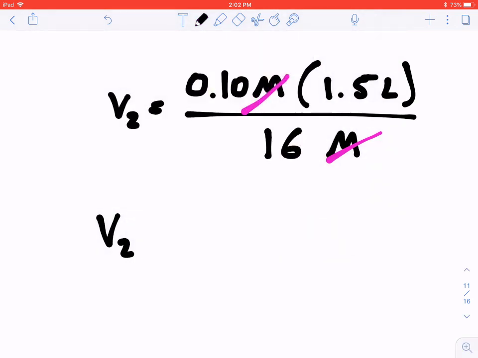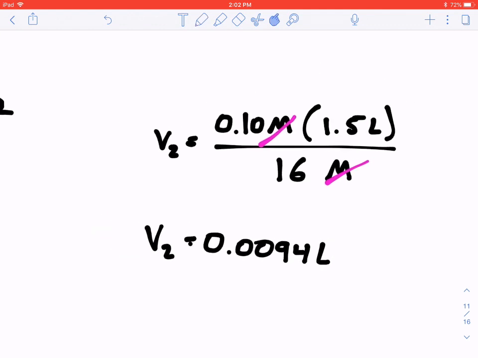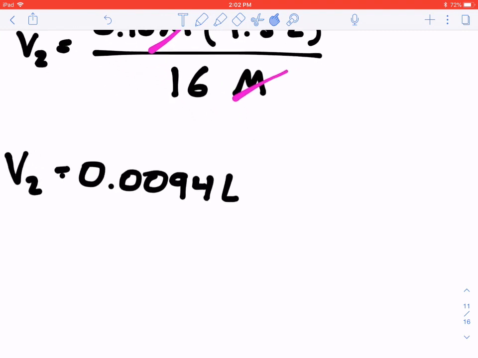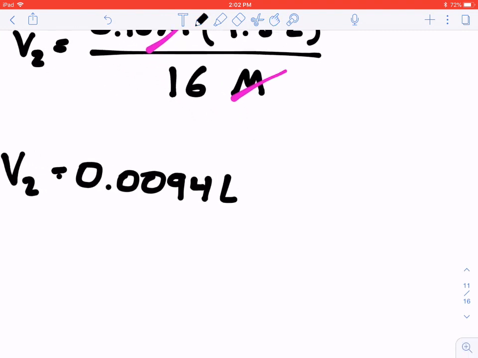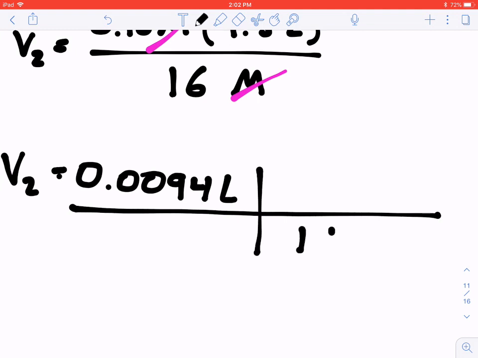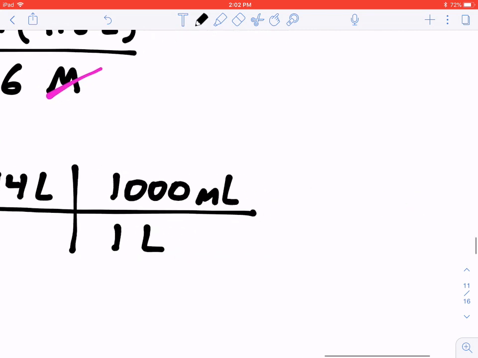We'll be left with liters. In this case, it's going to be 0.0094 liters. And we can leave it at that because the question only asks for a volume. In practice, if we were actually doing this in lab, it's really hard to measure out 0.0094 of something. So probably we'd want to say, well, we know that 1 liter has 1,000 milliliters. And so if we do that multiplication, we will be left with 9.4 milliliters.